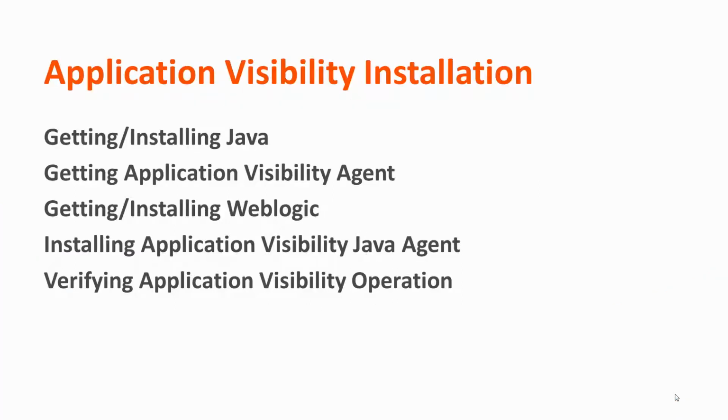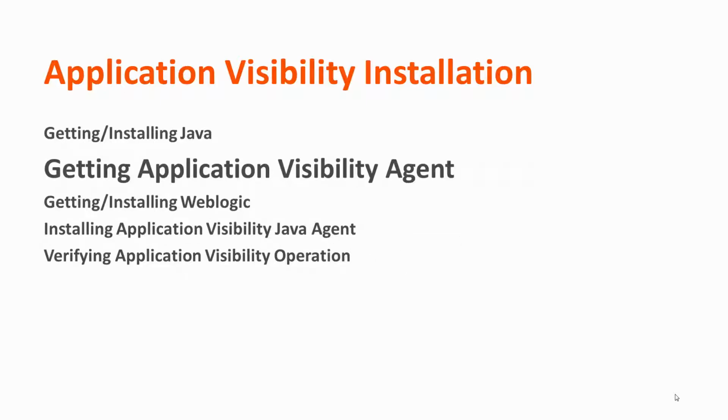In this edition, we continue in a series of application visibility installation. This is a 5-part series on getting and installing the right version of Java, getting the application visibility agent downloaded from our support site, installing WebLogic, which we'll use as the main platform for the testing, then installing the Java agent, and then tuning it to get data. In this version, we're going to go ahead and get the application visibility agent downloaded from the support site.